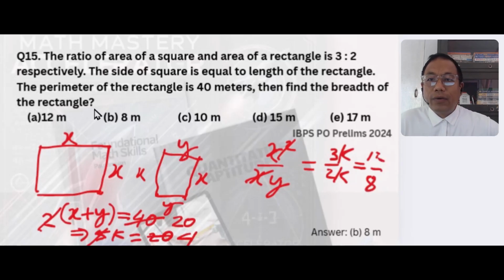Find the breadth of the rectangle. Breadth is y. Y is 8. Where do I have 8? B is the right answer. Okay, let's solve one more question.